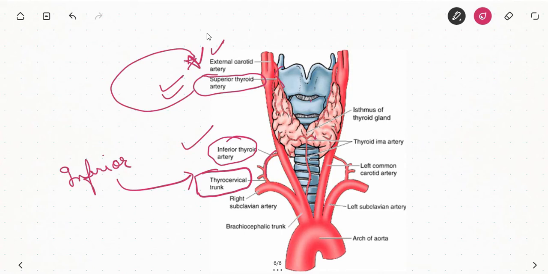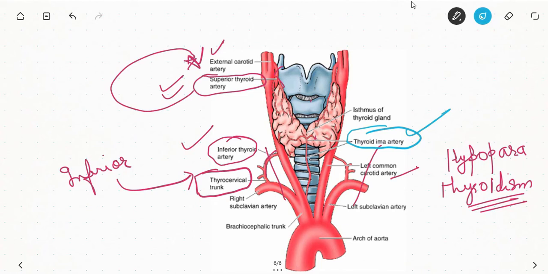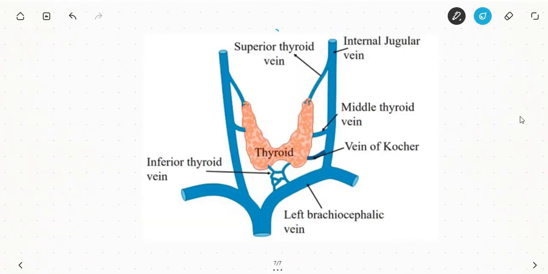The inferior thyroid artery should be ligated well away from the gland to avoid damage to the recurrent laryngeal nerve. So the ligation of these arteries on both sides will cause permanent hypoparathyroidism. Thyroidea ima artery is a branch of the brachiocephalic trunk or a direct branch of the arch of aorta and enters the lower part of the isthmus in about 2 to 3% of cases.